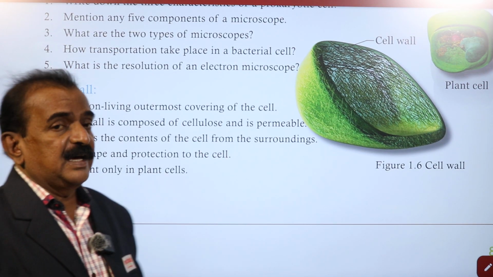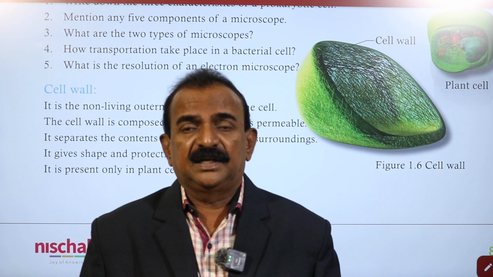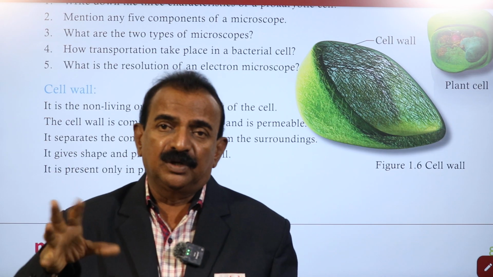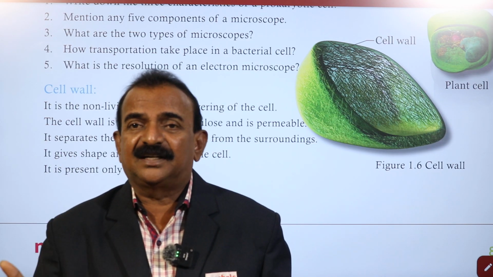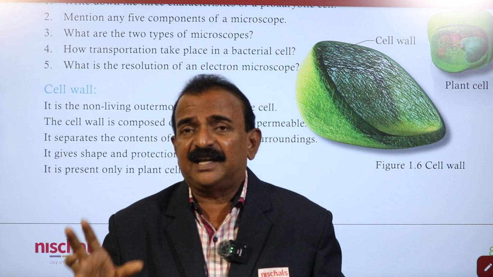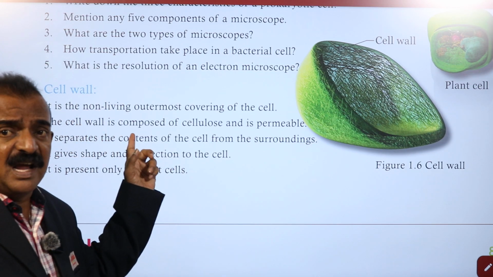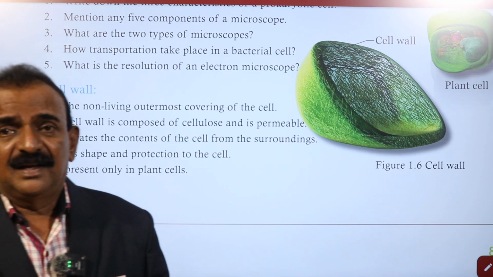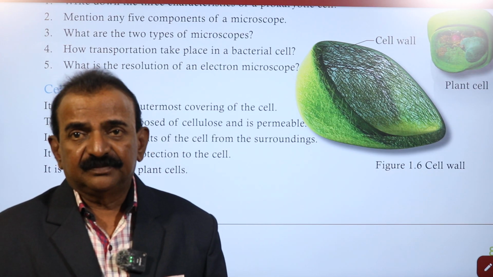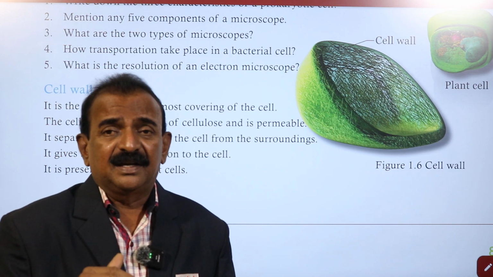Cell wall. Here the cell wall is present in plant cells and also bacterial cells, and the cell wall is absent in animal cells. The cell wall is made up of cellulose, polysaccharides and also proteins, and it provides rigidity and is a protective layer. Below this cell wall we can see the presence of the cell membrane. The cell wall is non-living and the cell membrane is living, and that is the difference between cell wall and cell membrane.